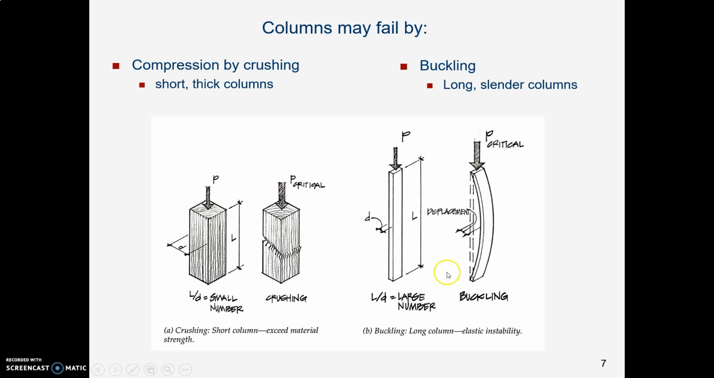If you have a long, slender column, however, it will fail by buckling, that sudden deformation with only a slight increase in load. And by the way, a few days back, we talked about Greek temples made of marble, and the columns in Greek temples never failed in buckling, because their thickness relative to their length made them more of a short, thick column. So they were never long and slender. They never buckled.